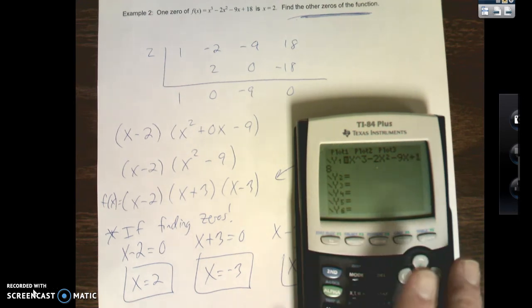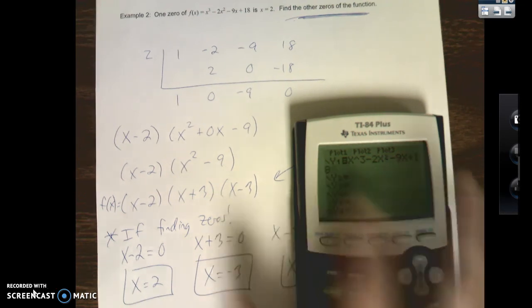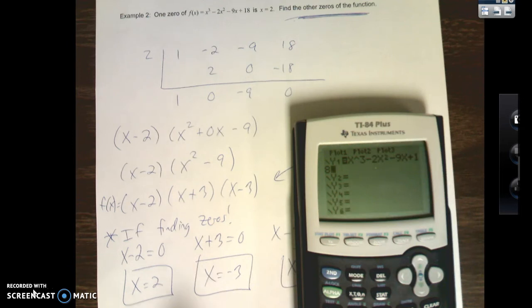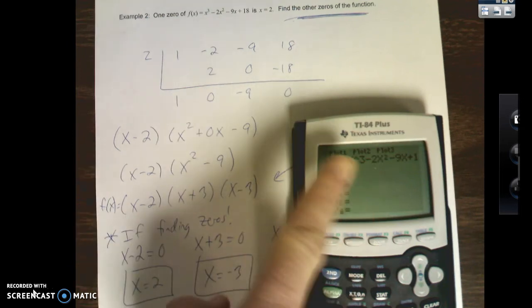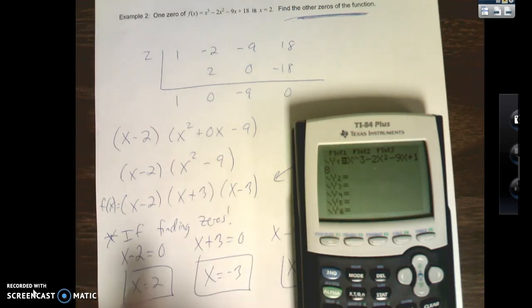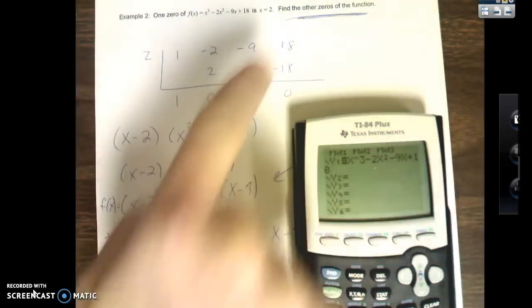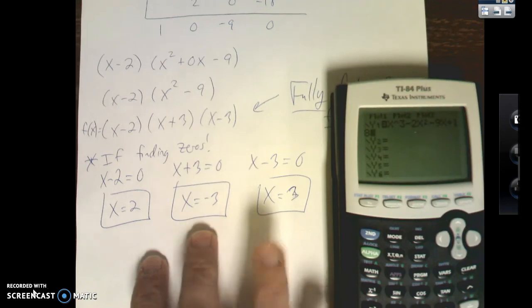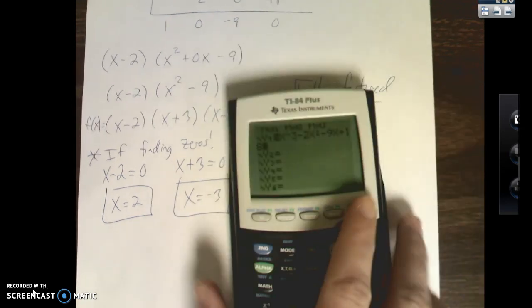Now, before I hit graph here, what do you think's going to happen? Well, I'm going to have a graph. It's x to the third, it's cubic. So I don't know if you guys remember, but we talked about a positive out front with an odd degree. So it's going to start low, go high. But you see how I found these 3 zeros? 2, -3, 3? Something cool happens here.